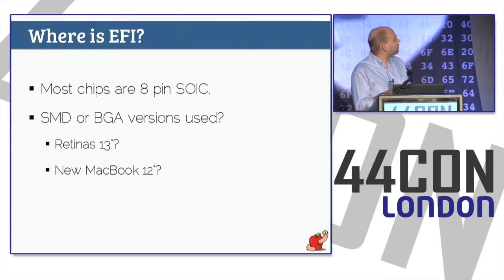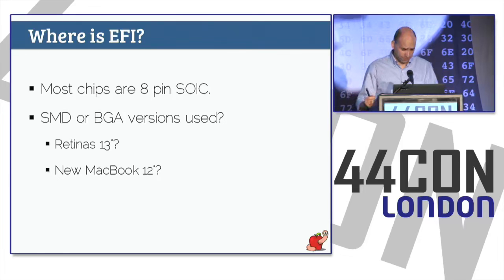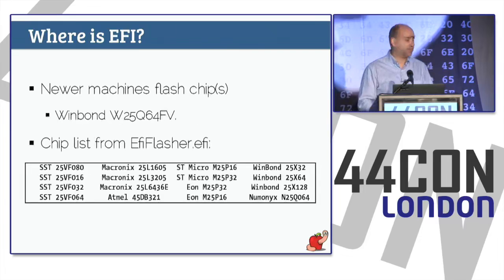As I told you, most of the chips are 8-pin. The newer versions, I don't have these machines, but I saw the pictures and I cannot identify any SOIC clip that reminds me of a flash. They appear to be SMD or BGA versions, which is very annoying because they don't have pins exposed. So you have to unsolder this. You need a hot air gun to unsolder this, which is annoying. You have to unsolder to dump, and solder again, and this is not very practical, and you can destroy your machine.